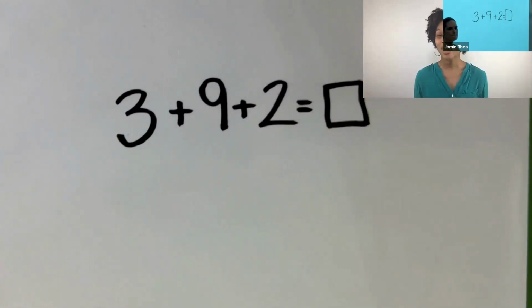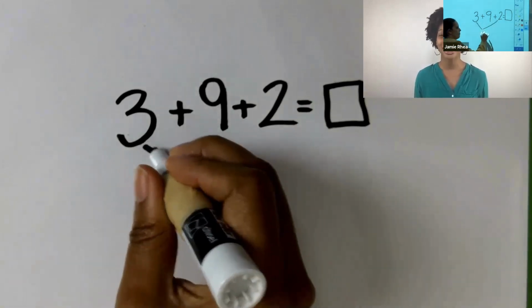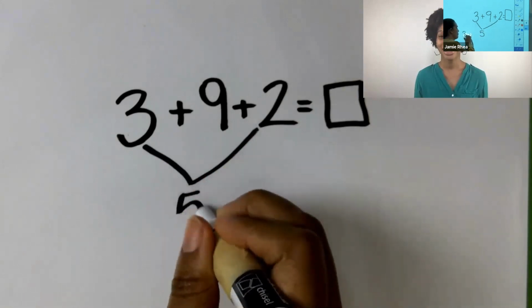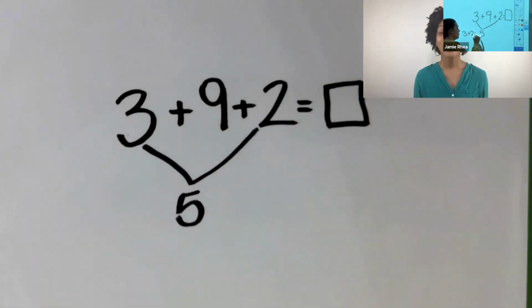We need to make this number sentence simple for us to add. I know that 3 plus 2 equals 5. Let me show that on my personal whiteboard. Go ahead and make your whiteboard look like mine. Mine looks a little bit different. So you can see that we added the 3 plus 2 to get 5.